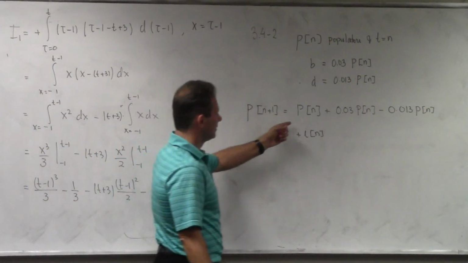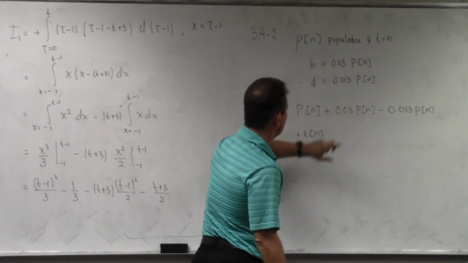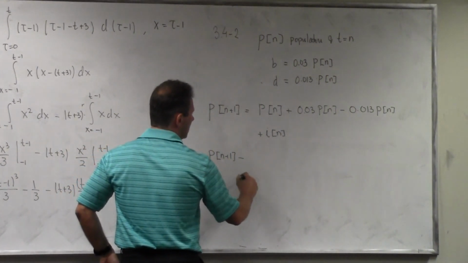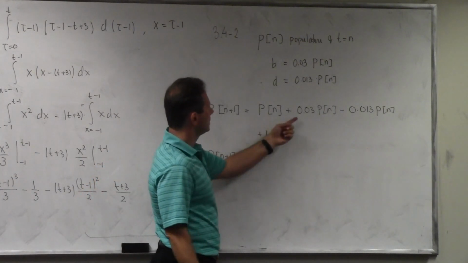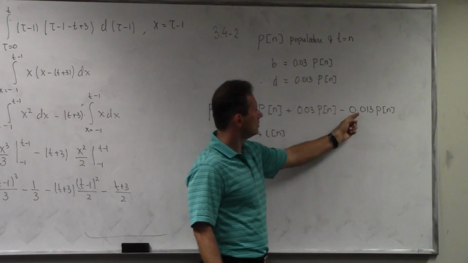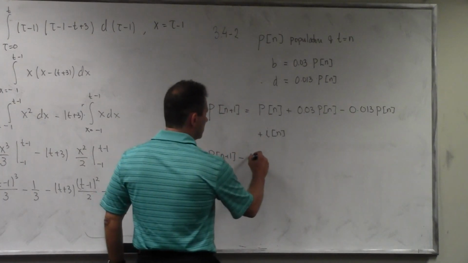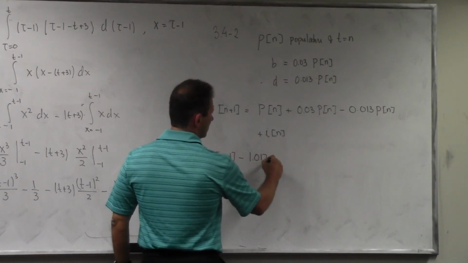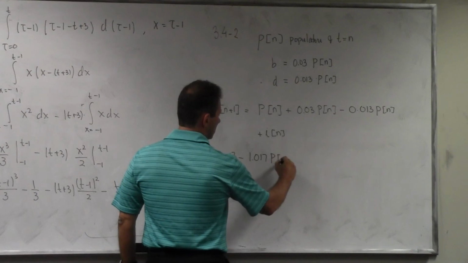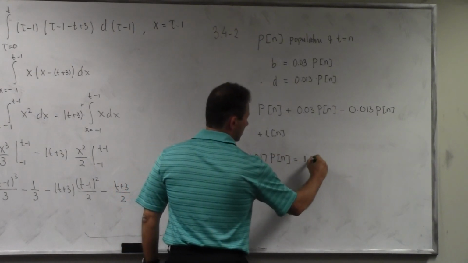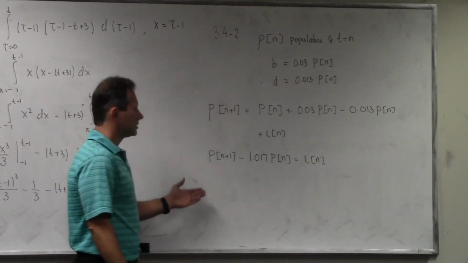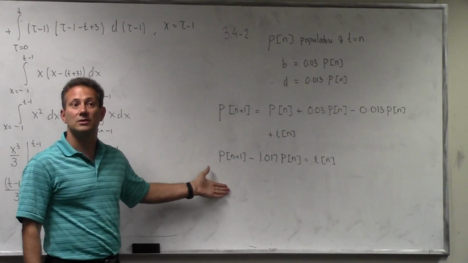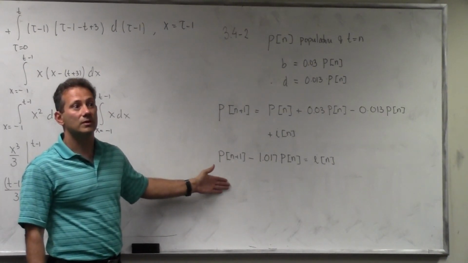So if you now think of this, you can rearrange it differently, and you end up with P of n plus 1 minus 1.017 P of n is equal to I of n, where 1.017 is 1 plus 0.033 minus 0.013. So that's the difference equation that describes the population growth in this particular country. And what kind of difference equation is this? This is a first order difference equation.